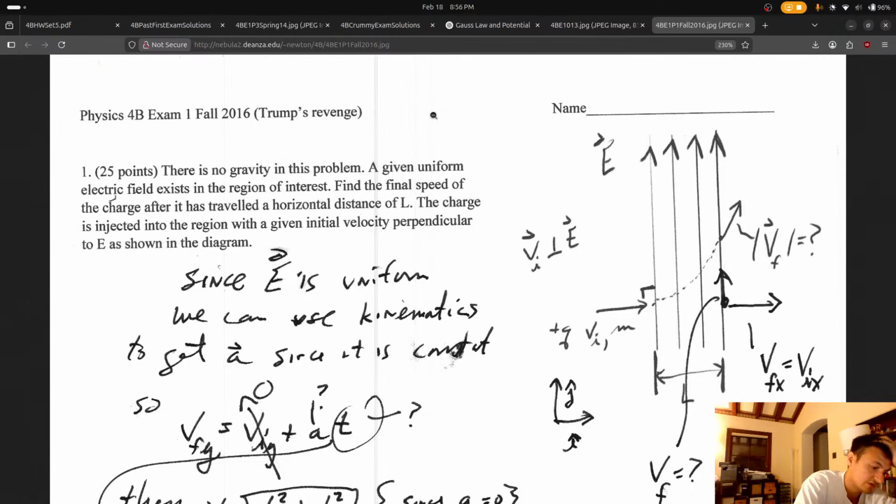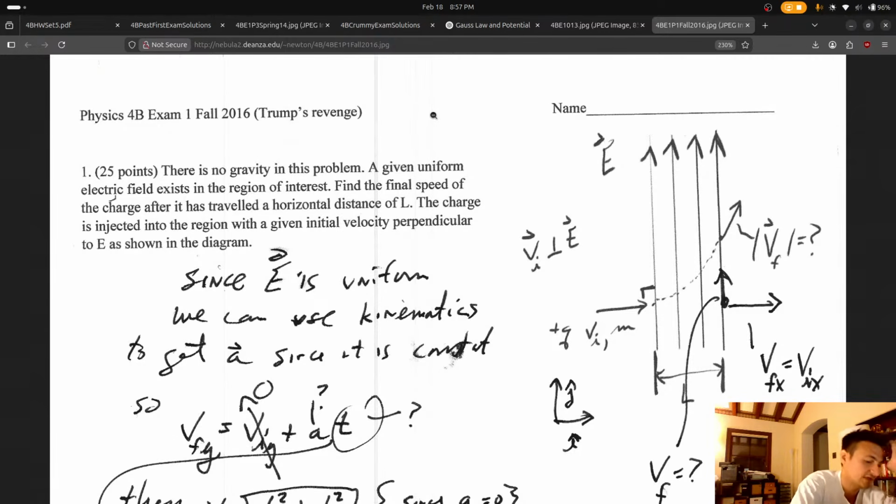So now, because all of this is constant, we can find one half QE over M times T squared, where T squared is L squared over V_i squared. Is that equal to Y? Because it's Y0 plus V_y T, and these are both 0. So I think it's just going to be QE L squared over 2 M V_i squared.